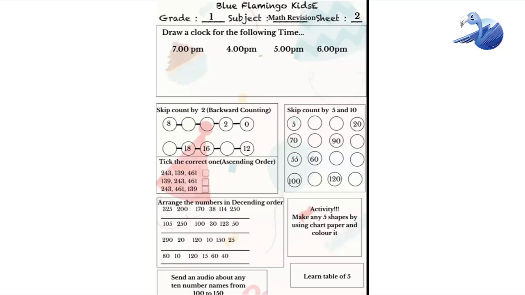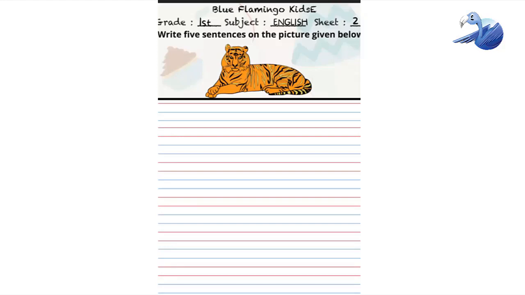Next is activity. Make any 5 shapes using chart paper and color them. So everyone do this activity in your homework. We will cut the chart paper into 5 shapes and color them. Next is learn table of 5. Everyone learn table of 5. Next worksheet is English worksheet. Write 5 sentences on the picture given below.